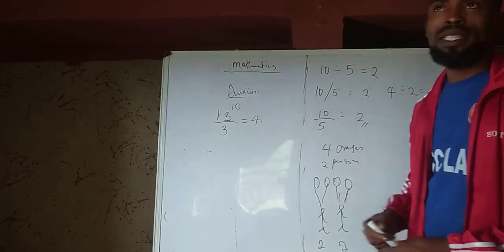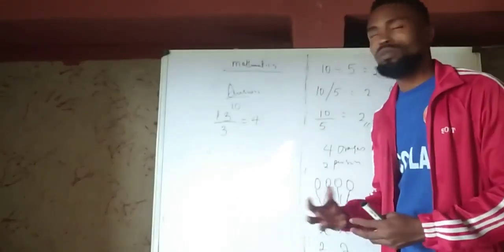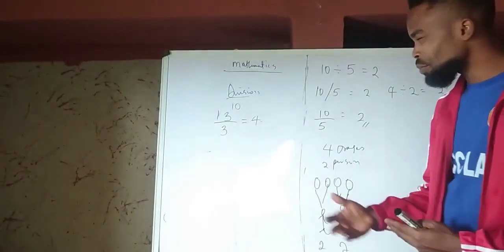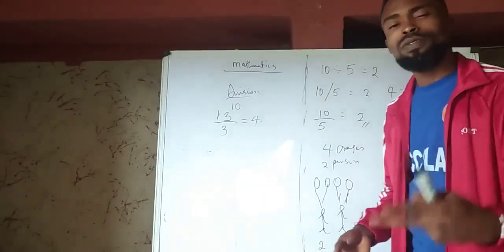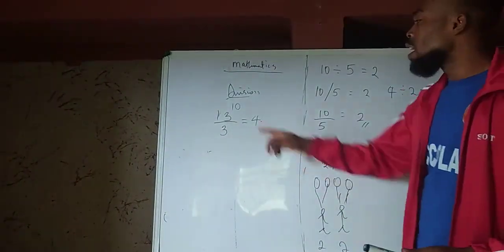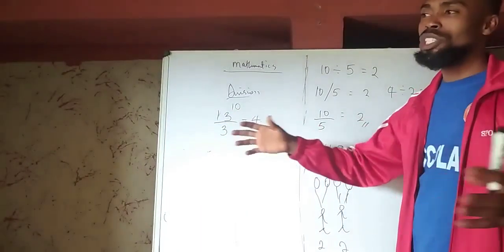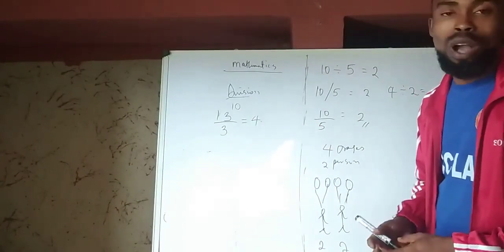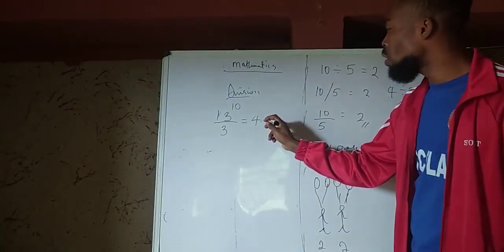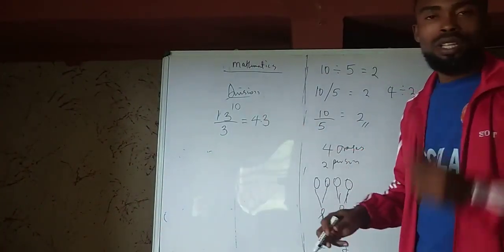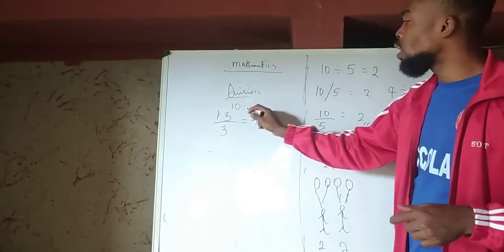10 divided by 3, how many times is it going to go? Now 10 divided by 3, how can we share 10 things among 3 people? How many will each get? They are all going to get 3 each, 3 each, remaining 1 again.